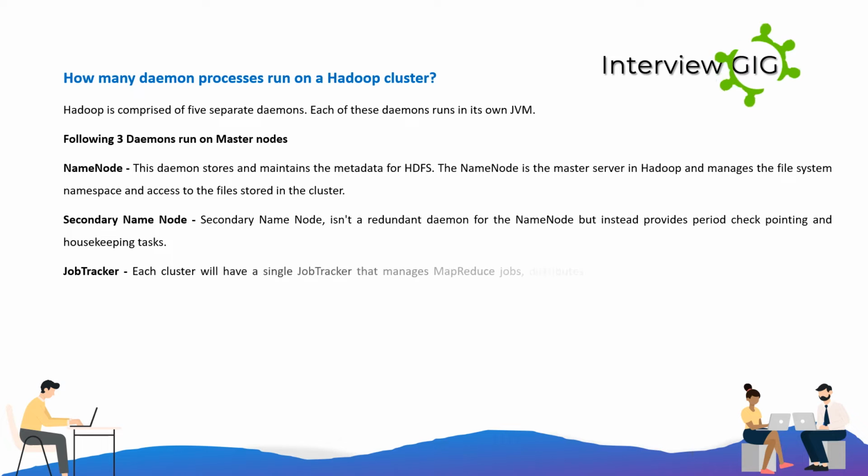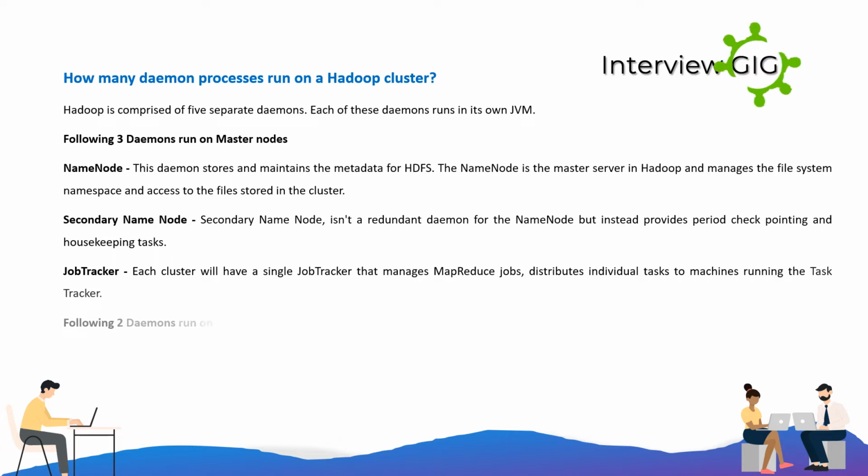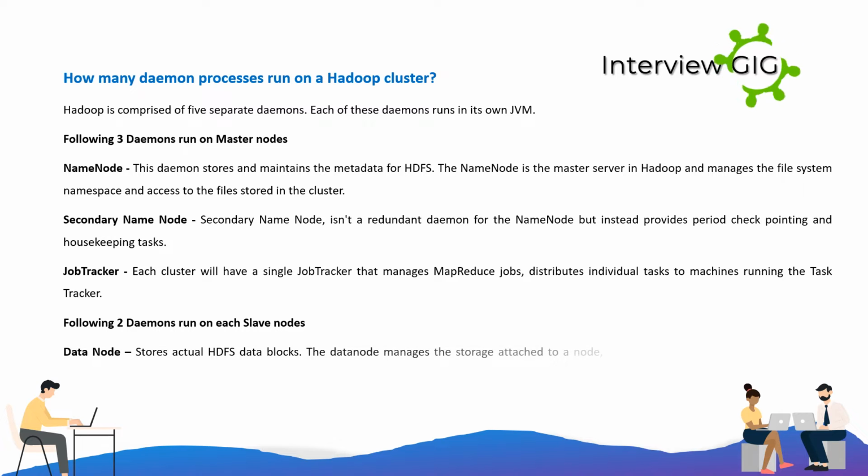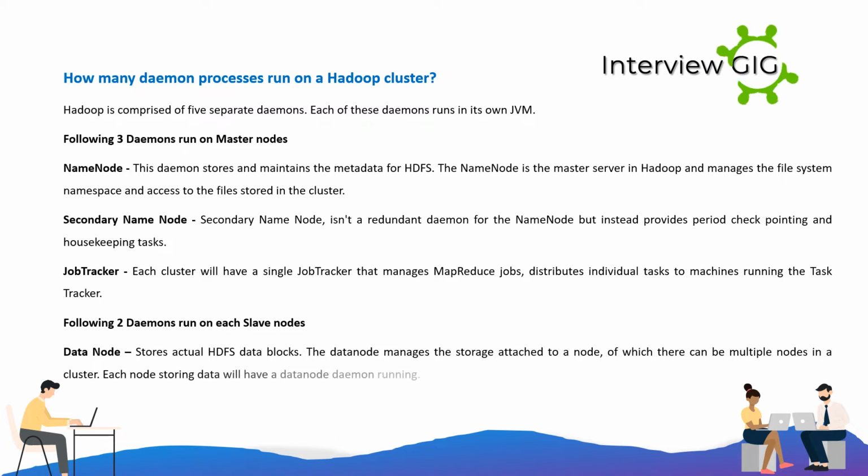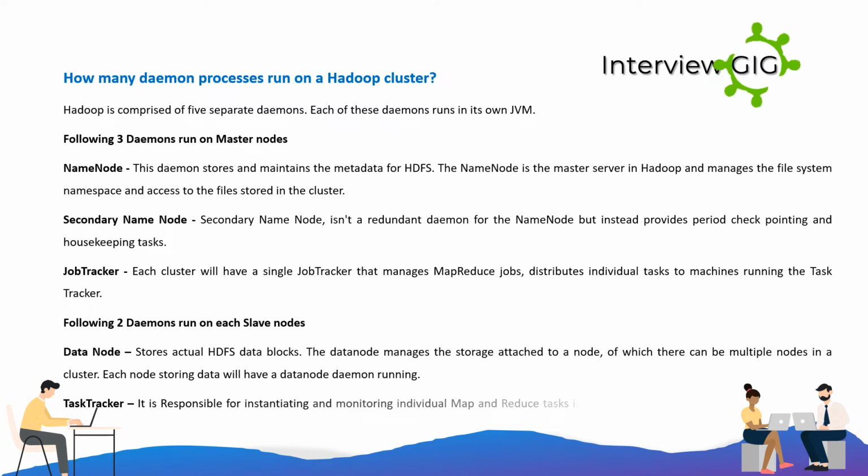Secondary name node isn't a redundant daemon for the name node but instead provides periodic checkpointing and housekeeping tasks. Job tracker. Each cluster will have a single job tracker that manages MapReduce jobs, distributes individual tasks to machines running the task tracker. The following two daemons run on each slave node. Data node stores actual HDFS data blocks. The data node manages the storage attached to a node, of which there can be multiple nodes in a cluster.